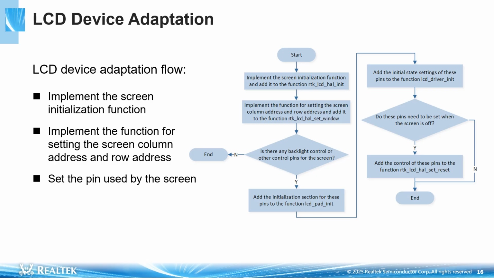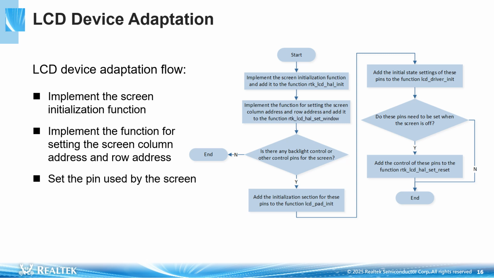Next, it is necessary to implement the function for setting the screen column address and row address, and add this function to the function rtk_lcd_hal_window. The implementation of this function can refer to the function lcd_sh8601a_xpy_454_set_window in sh8601z.